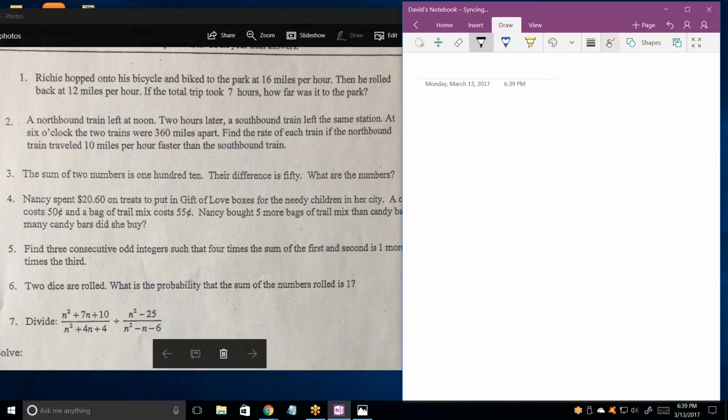So, this is a relatively difficult problem because it's going to have two variables. How far was it to the park? Well, in other words, all word problems become a lot easier if you define your variables first. Then they actually become very easy.